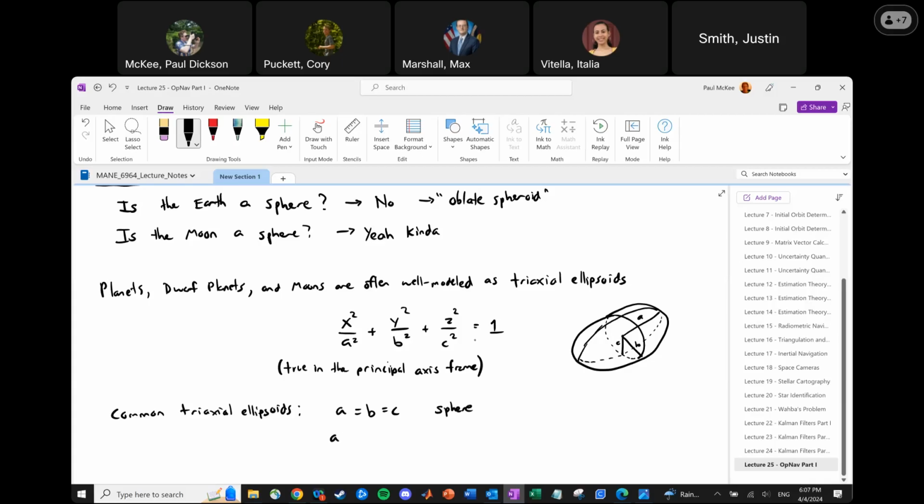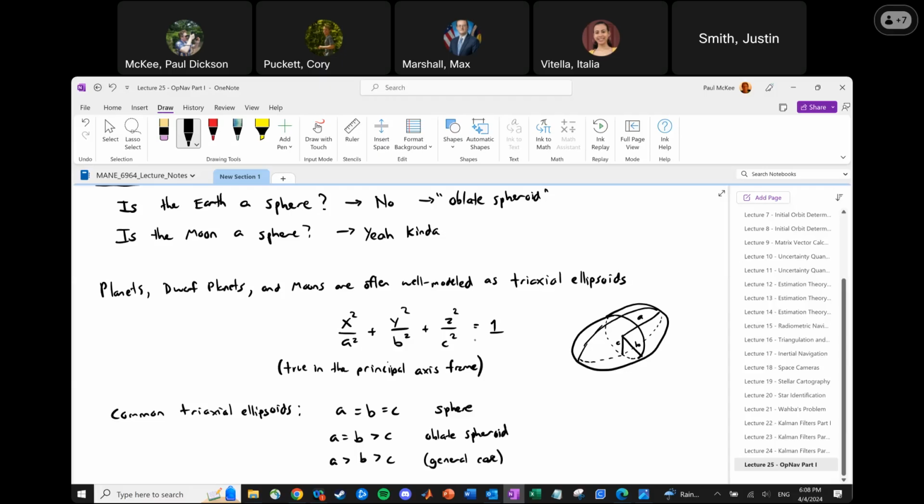If a and b are the same number and they're both bigger than c, which is to say it's got two axes that are of some regular length and one shorter axis, that is an oblate spheroid. This is the Earth. Well, of course, the Earth is really an infinitely complicated shape, but it's better modeled as an oblate spheroid than as a sphere, right? The general case would just be a is greater than b is greater than c. This is the general case of a triaxial ellipsoid.